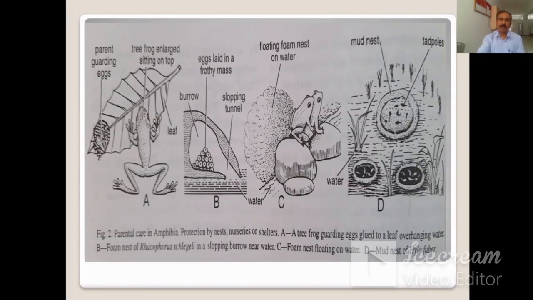So in this figure, you can observe different types of parental care in the amphibians. Here, a tree frog is guarding the eggs glued to a leaf overhanging water. In this case, there is a foam nest of a Rhacophorus species in a sloping burrow near the water. In this figure, there is a foam nest floating on the water, and here the Hyla faber made the mud nest, and in this nest the process of egg laying takes place.